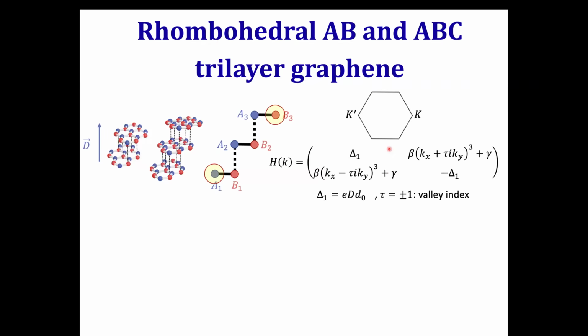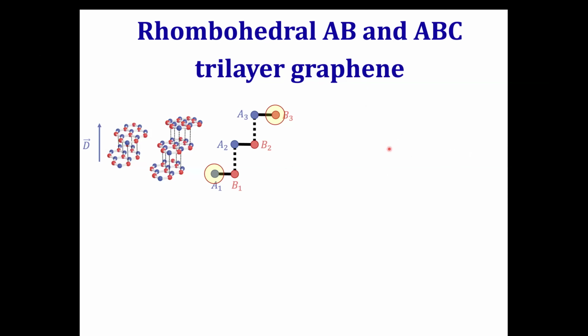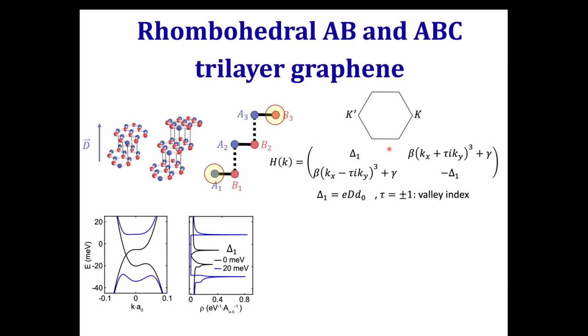What that would give you is a very, very flat conduction band, very flat valence band, and then at some momentum scale they start to disperse. Okay. This is a cut through the dispersion close to one of the valleys, say the K point. And this is the corresponding density of states.